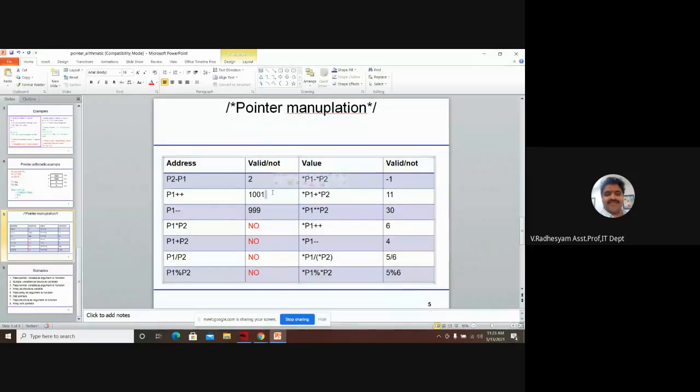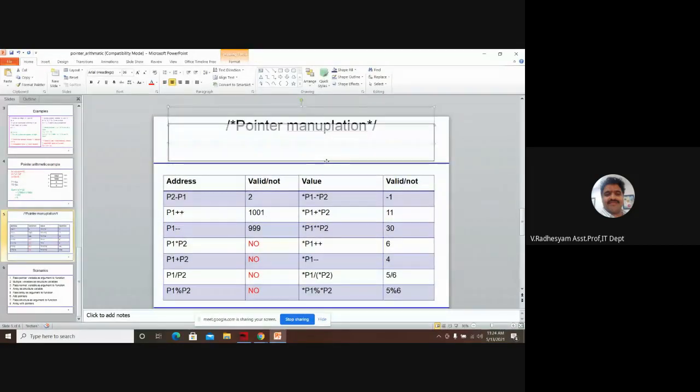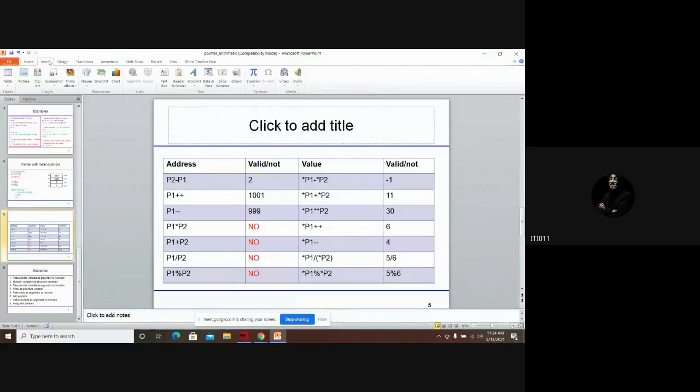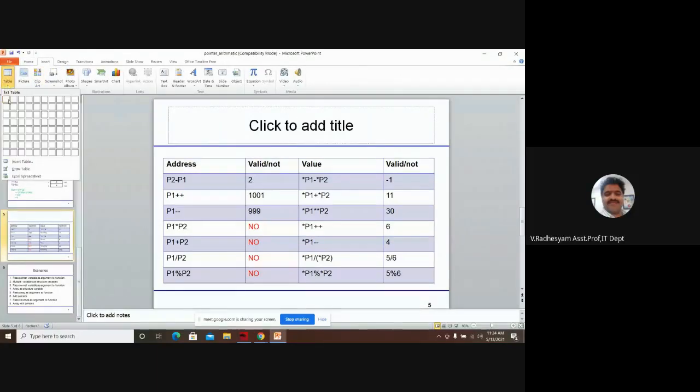Is it possible to work with an array using a pointer? Yes, sir. Yes, right?